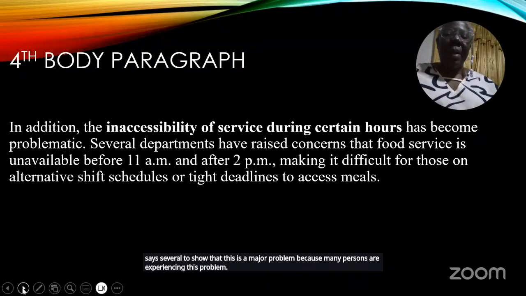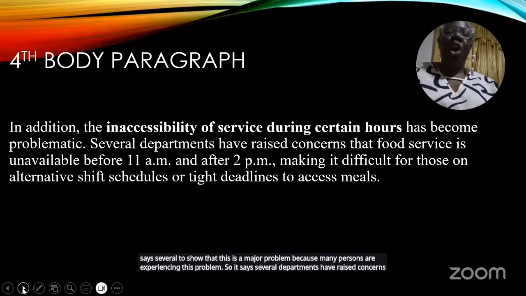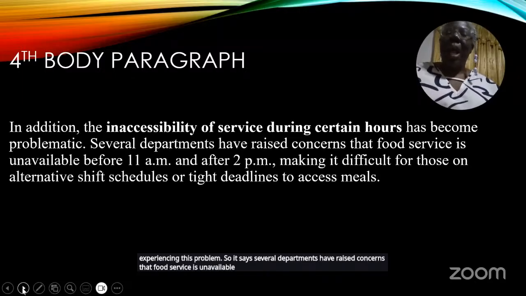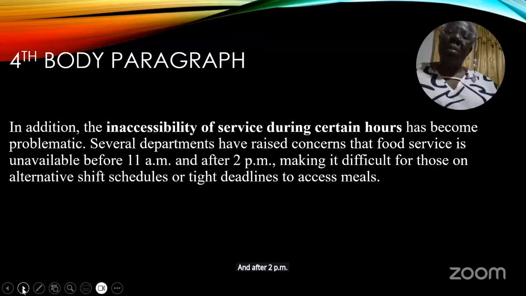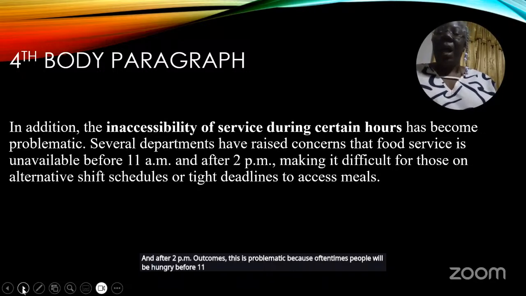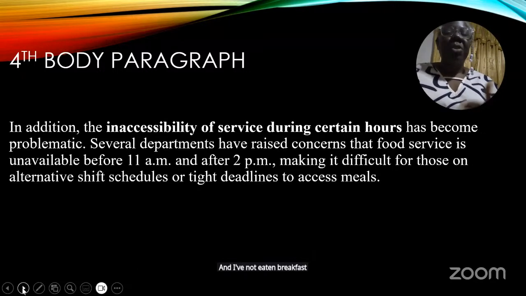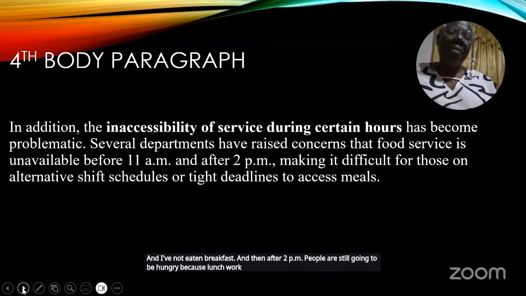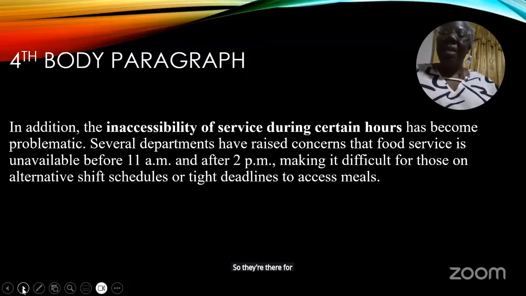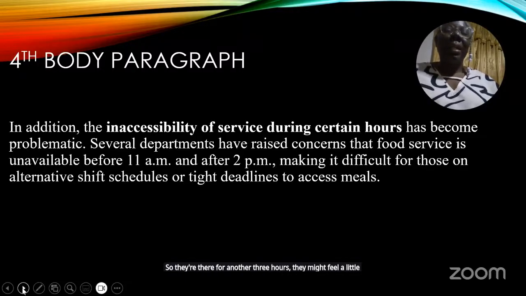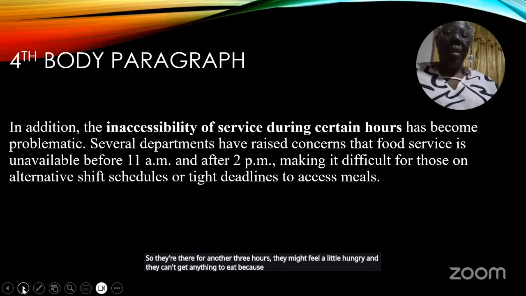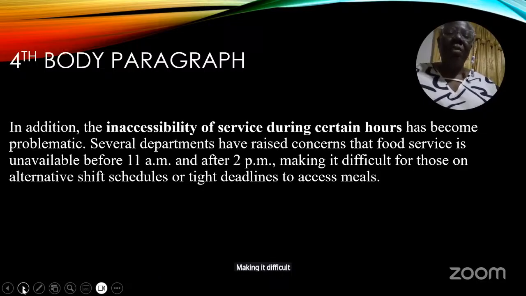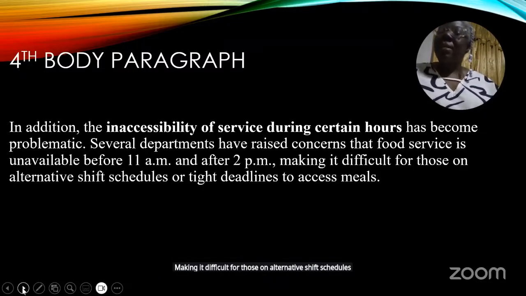So it says several departments have raised concerns that food service is unavailable before 11 a.m. and after 2 p.m. How come this is problematic? Because oftentimes people will be hungry before 11 if they have left home and have not eaten breakfast. And then after 2 p.m., people are still going to be hungry because the work hour ends at 5. So they're there for another 3 hours. They might feel a little hungry and they can't get anything to eat because there's no selling at the canteen during those hours, making it difficult for those on alternative shift schedules or tight deadlines to access meals.